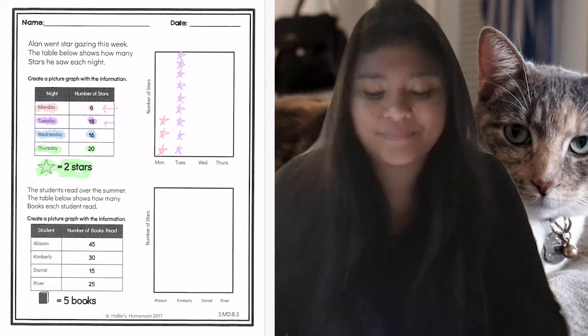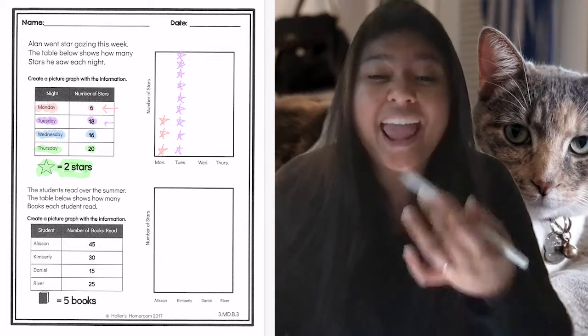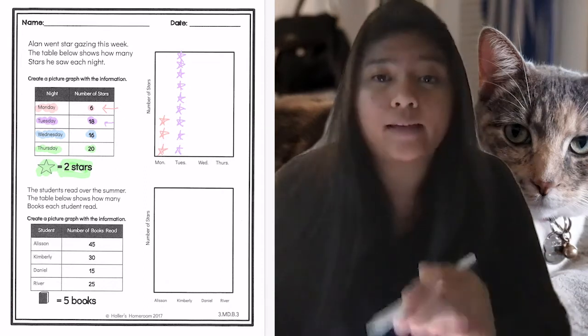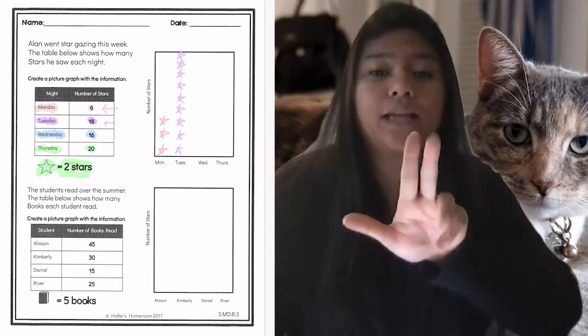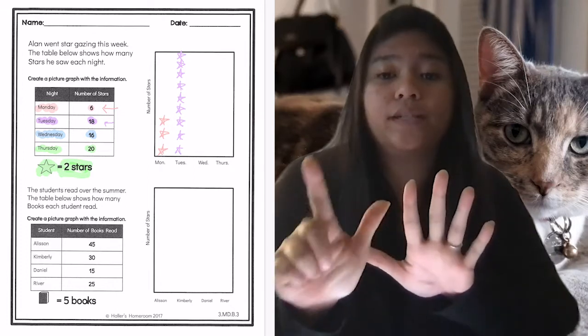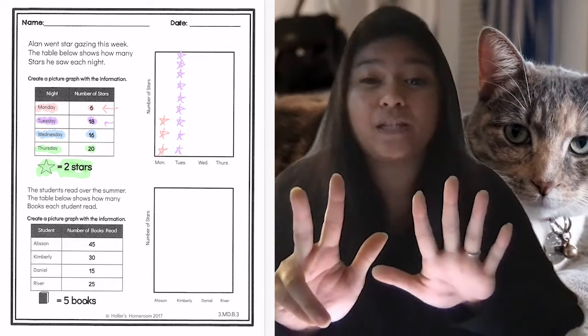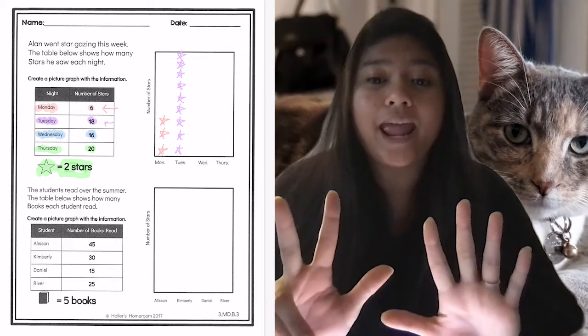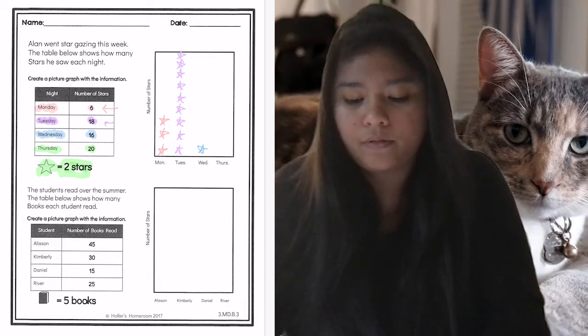Good. So if you thought 8 symbols, you are correct. And let's double check one more time. 2, 4, 6, 8, 10, 12, 14, 16. Good. So in order to get to 16, skip counting by twos, I would need 8 stars. Okay, so let's go ahead and draw 8 stars. Ready?